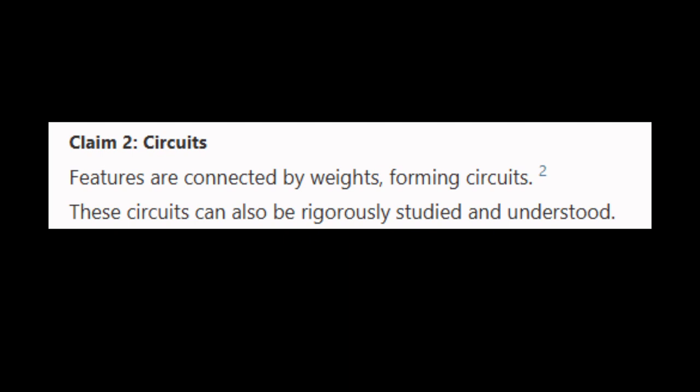The last claim we will be investigating is the claim about circuits. Features are connected by weights, forming circuits. These circuits can also be rigorously studied and understood. If you know something about neural nets, or you were paying attention to my short description at the beginning, this might seem obvious. Isn't this just explaining the basics of how neural nets work? However, there is more to this claim than you might initially think.